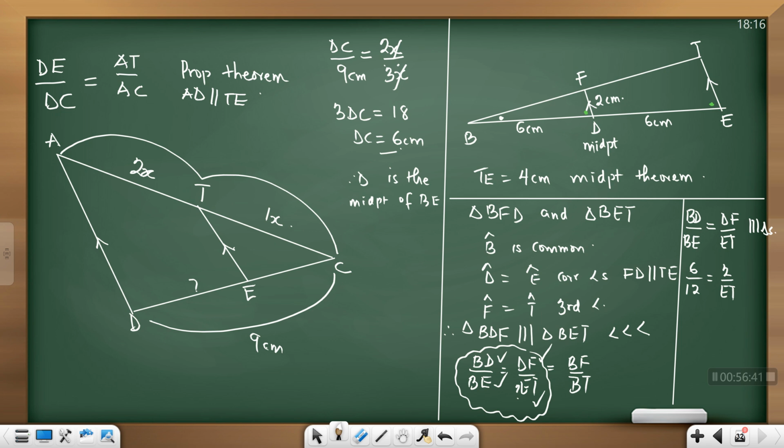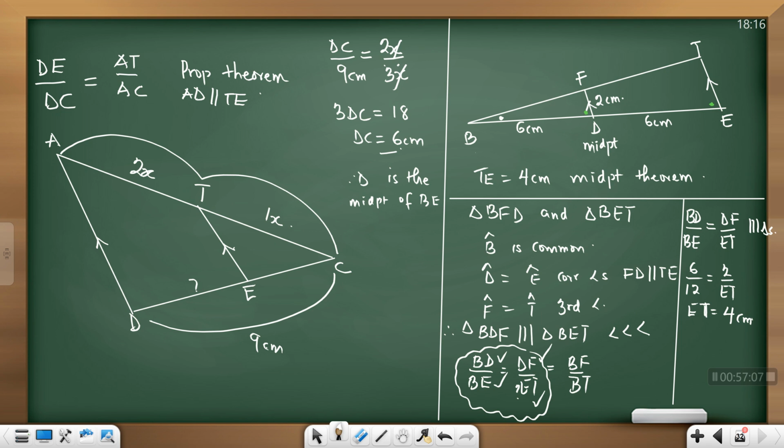Are you sure? 24 divided by 6, right? Good. Or you can use ratios of grade 8. 2 times 3 is 6. Am I right? That's 1 over 2. We can just bring it over. It's 2 times 2 is 4. Yeah. So ET equals to what? 4. This is the full write-up.